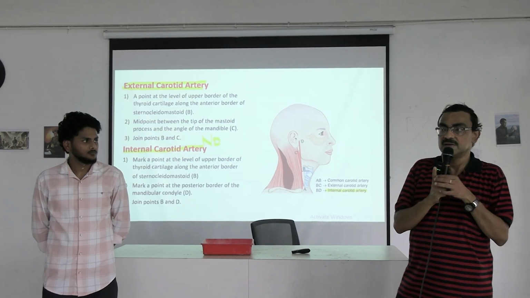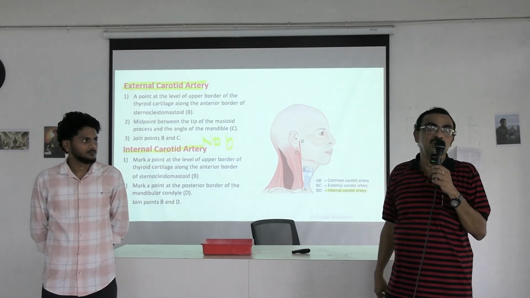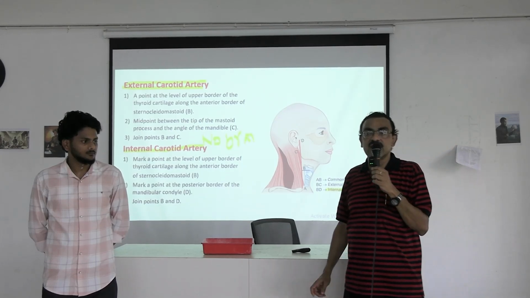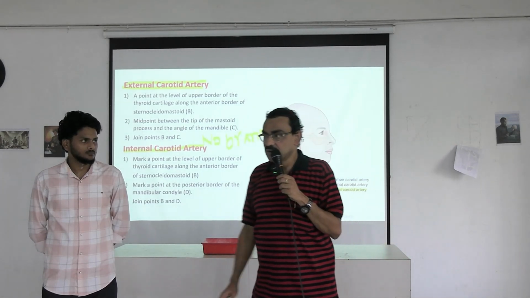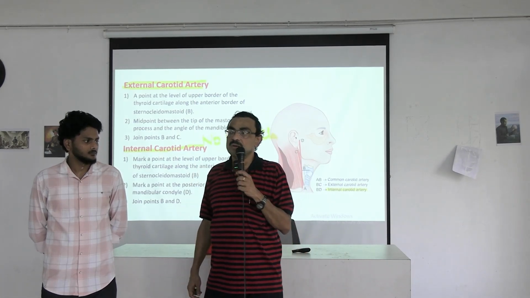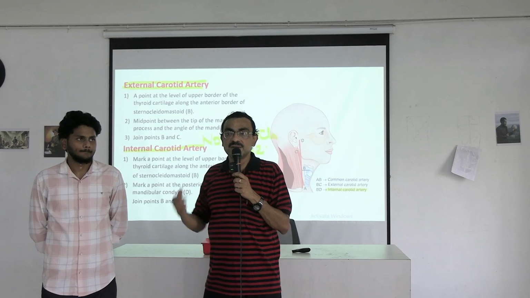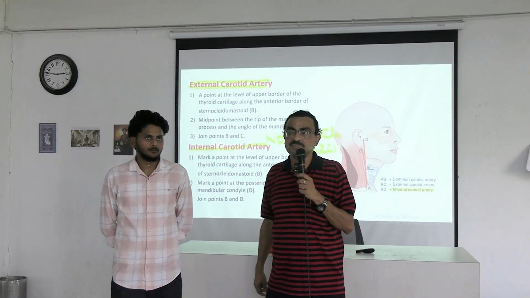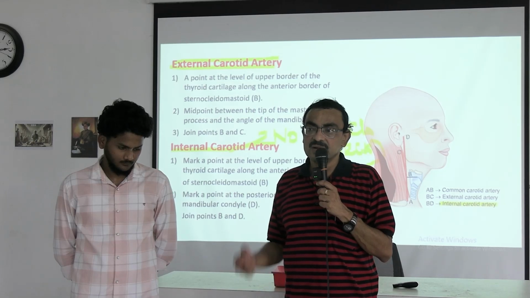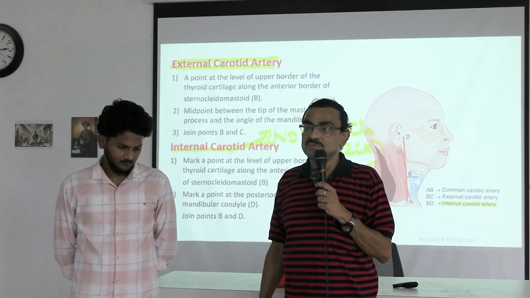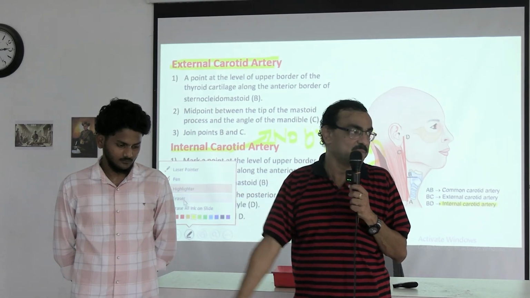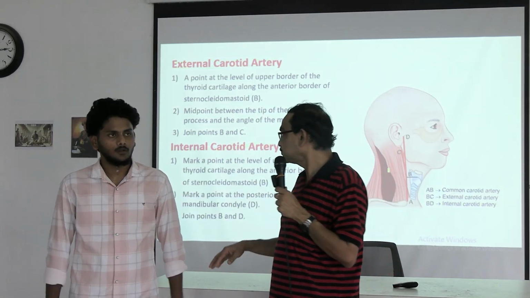It passes through the temporal bone. There is a carotid canal. Cervical part, petrous part of the temporal bone, then cavernous part, within the cavernous sinus, then intracerebral part. So there are 4 parts.